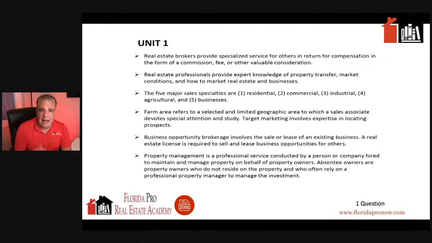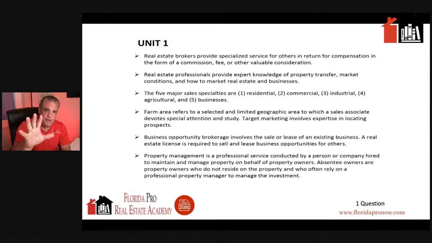The fourth one is going to be agricultural. A lot of people ask me, what about agriculture in the state of Florida? Agriculture is huge in the state of Florida. It's great. We've got a lot of cattle, a lot of livestock. We've got a lot of fruit. We've got a lot of vegetables. We've got a lot of things that need to be produced here in the state of Florida. So we have a huge agricultural market.